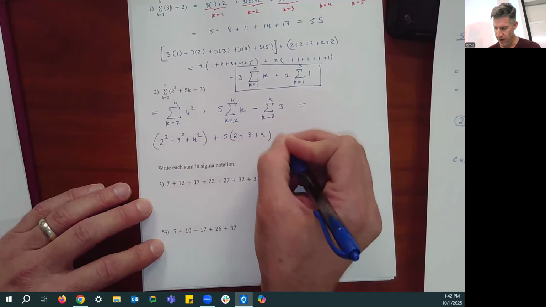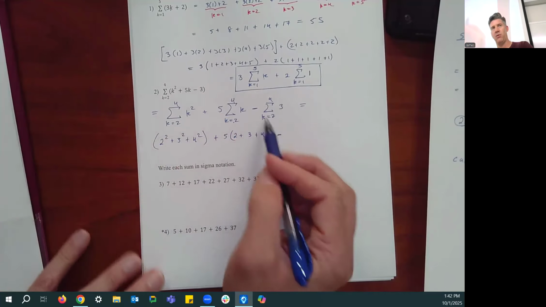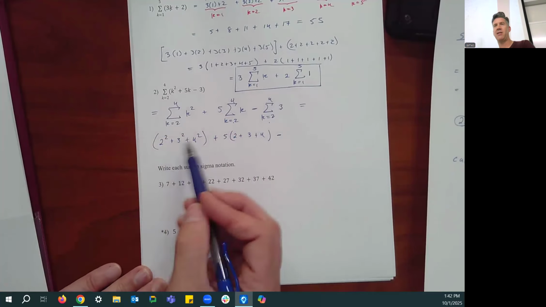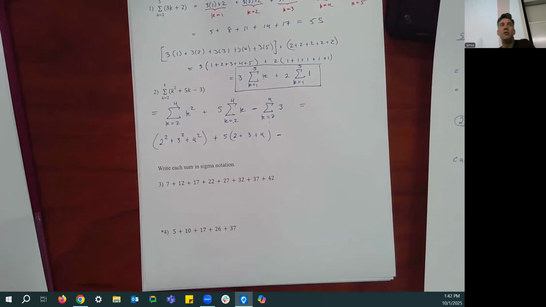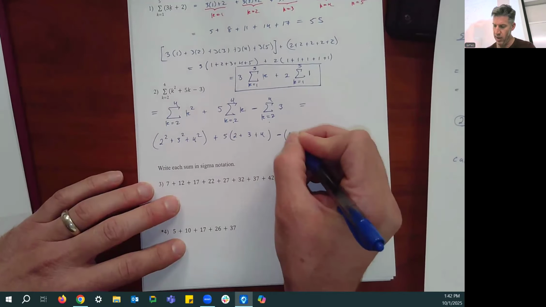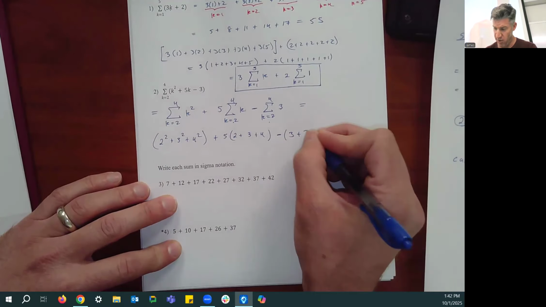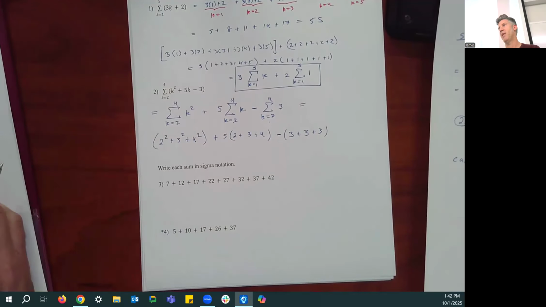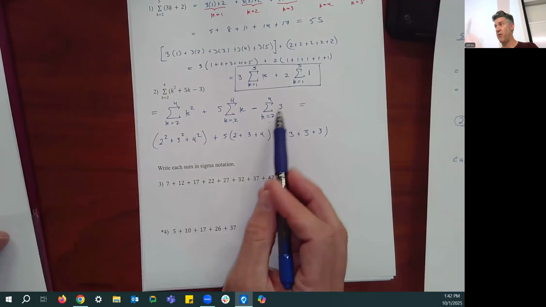Finally, I feel like people sometimes struggle with this last one. I have the sum from k equals 2 to 4 of 3. Here, it's a little easier to see, I think, because you're substituting in the value of k each time. Like you're plugging that k value in somewhere. Here, there's nowhere to plug it in. So when k equals 2, I'm going to add a 3. When k equals 3, I'm going to add another 3. When k equals 4, I'm going to add another 3. That's what's happening when you're taking the sum of a constant.